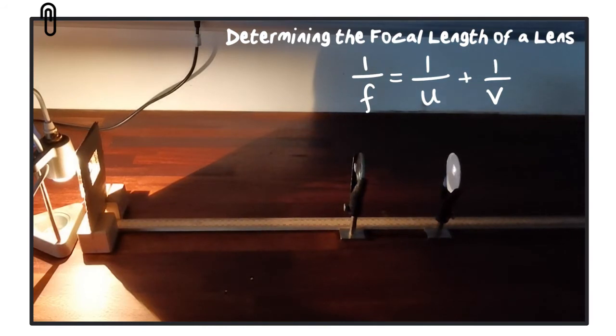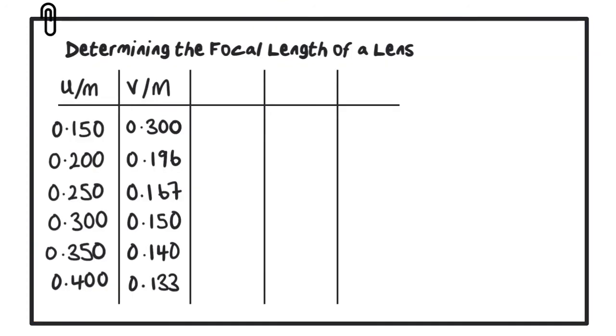Now we'll have a look at the data collected and see how we take that data and determine the focal length of this lens. Now that we have a range of values for u and v, we can begin to work out what the focal length of this lens is. So let's remind ourselves of the equation. 1 over f is equal to 1 over u plus 1 over v.